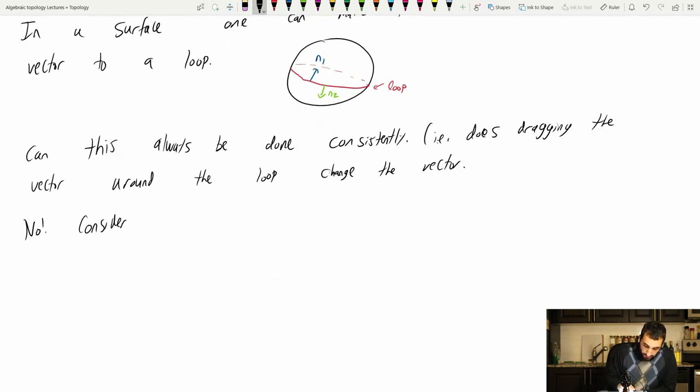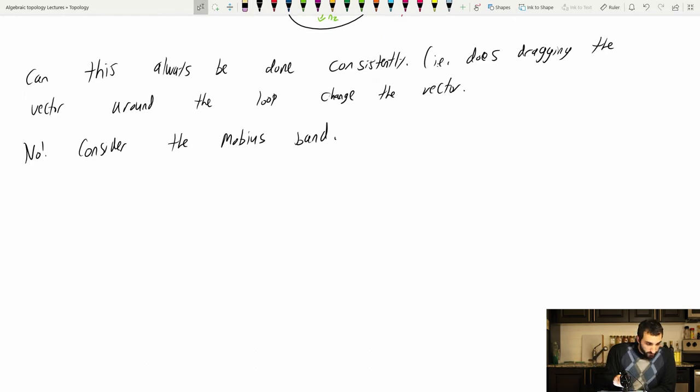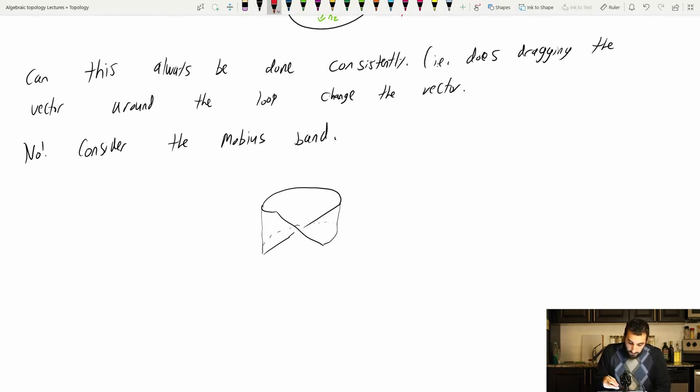Here's a case where that doesn't happen. Consider the Möbius band. So this looks like a band with just a little twist in it. Draw it in the middle here. And if I take a loop here, I claim that there is no consistent normal vector.